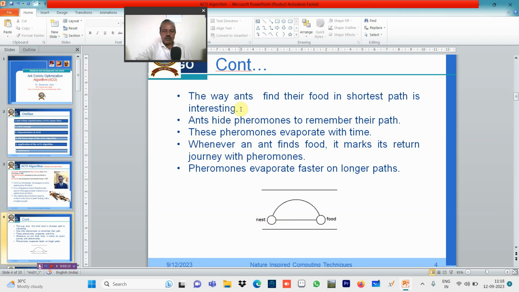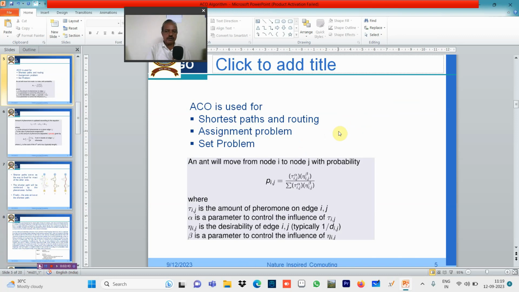The way ants find their food by the shortest path is very interesting. Ants deposit something like pheromones, some chemical to remember their path. These pheromones evaporate with time, so if exposed for a longer time, the smell evaporates. Whenever an ant finds food, it makes its return journey with pheromones. Pheromones evaporate faster on longer paths. So this is the principle we are following.